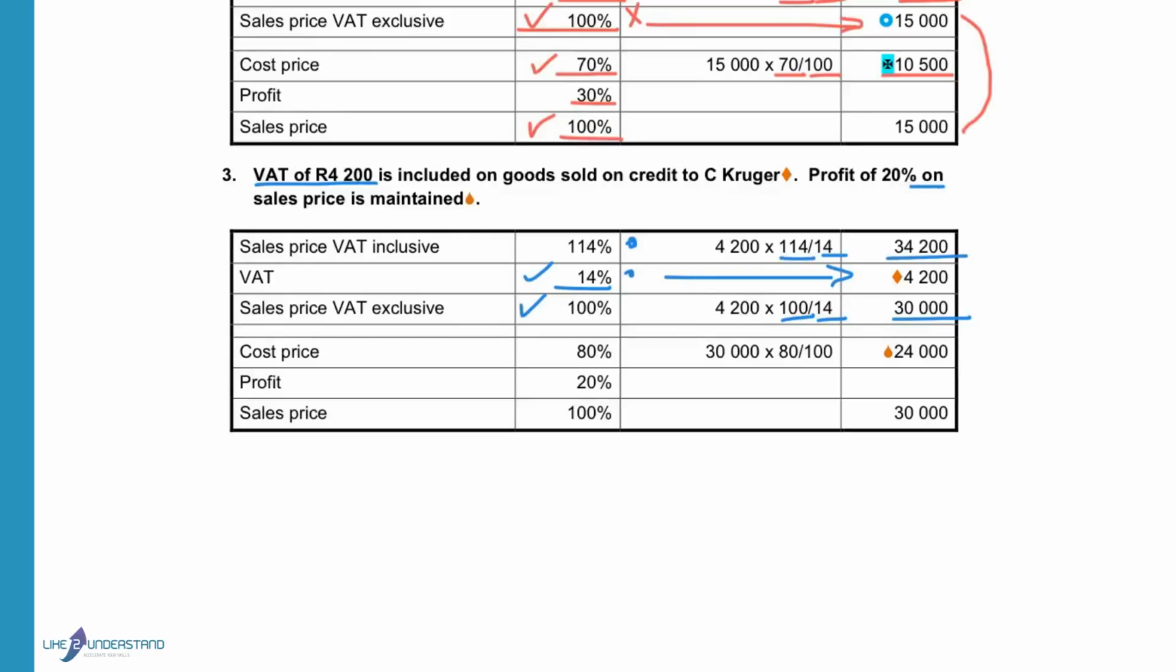34,200. The profit is on sales price, so the sales price is 100 and cost price will then be 80%. So if I work out 80%, it will give me the cost price as 24,000. The cost price is calculated on the sales price, excluding the VAT.